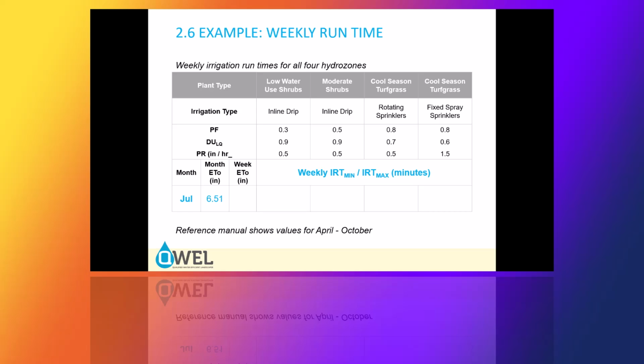So this chart is the weekly runtime chart, and we're looking at weekly irrigation runtimes for all 4 hydrozones. We're going to figure out the weekly IRT minimum and maximum for the moderate shrubs, the cool season turf grass on rotating sprinklers, and the cool season turf grass on fixed spray sprinklers. A couple of them you're going to have to do on your own. The rotating sprinklers and the fixed spray sprinklers you can do on your own. But let's go forward.